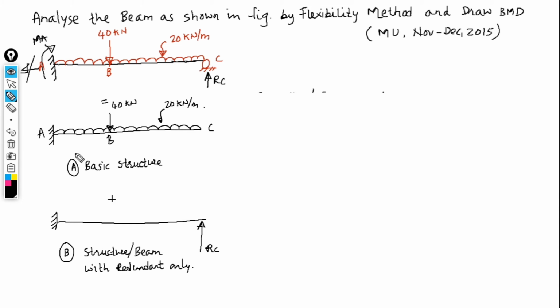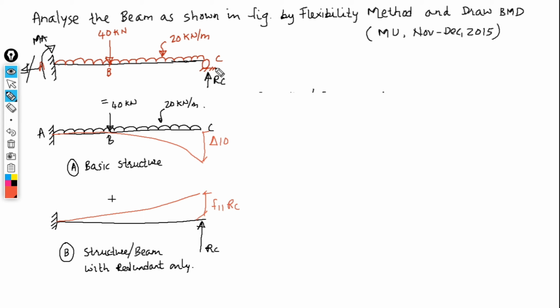So when we remove the support, the cantilever beam will deflect like this. There will be downward deflection at C. We will call it as delta 10. And you see here the cantilever is subjected to point load at the free end. The point load is upward, so there will be upward deflection at C. We will call it as F11 RC.